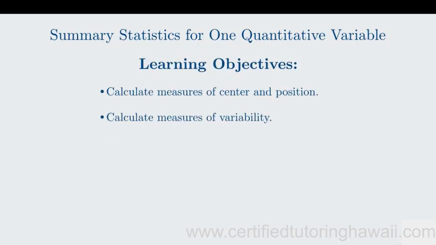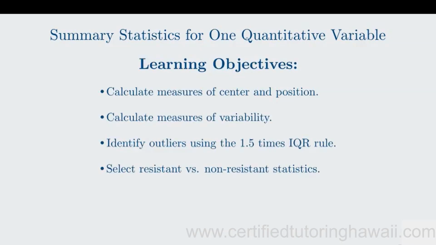Hello! Today we are diving into the world of descriptive statistics. By the end of this lesson, you will be able to calculate and interpret measures of center, position, and variability for quantitative data. We will also learn how to identify outliers and choose the best statistics to describe a dataset. These are the core skills for Topic 1.7 of the AP Statistics curriculum.